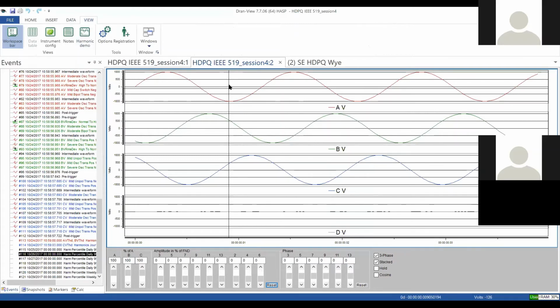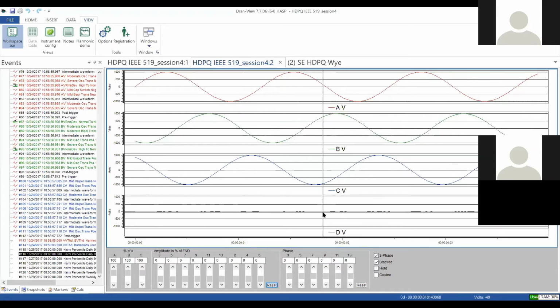So what you see here is phase A. This happens to be for voltage. Phase A, phase B, phase C, in the neutral. The neutral is hard to see because it's 0. So what this allows me to do is basically change the amplitude, or the percent of fundamental of harmonics, for the third harmonic, the fifth, the seventh, the ninth, the 11th, or the 13th odd, or the second, the fourth, or the sixth even. Okay, so I have the ability to do that, and I have the ability to see the effects on the neutral.